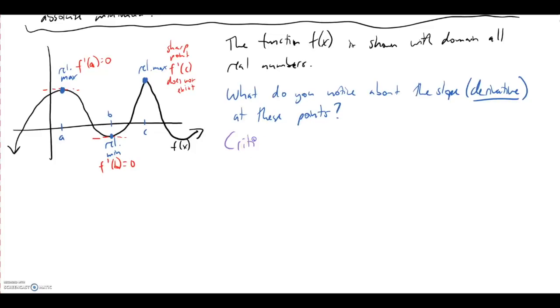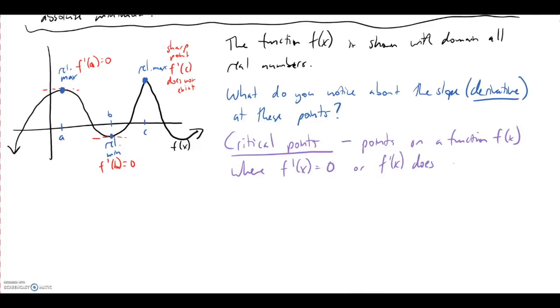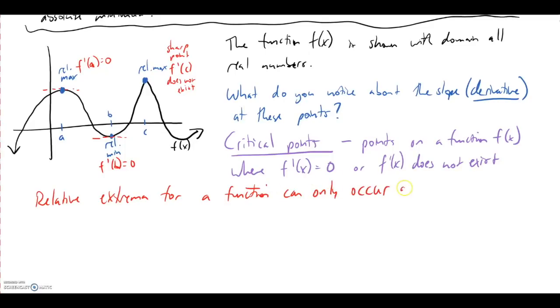These 3 points that we are investigating on the graph are what are known as critical points. And critical points are points on a function where the derivative f prime is equal to 0 or the derivative does not exist. And the big takeaway from this will be that relative extrema for a function can only occur at critical points, which is a big note and one that's going to carry over into a lot of analysis that we do with derivatives in calculus.